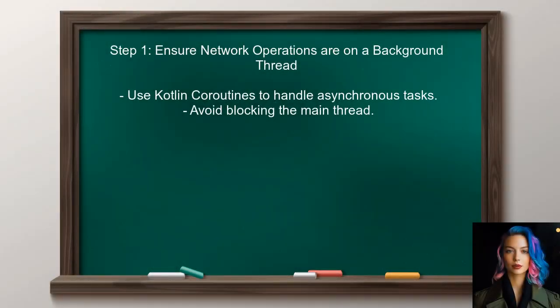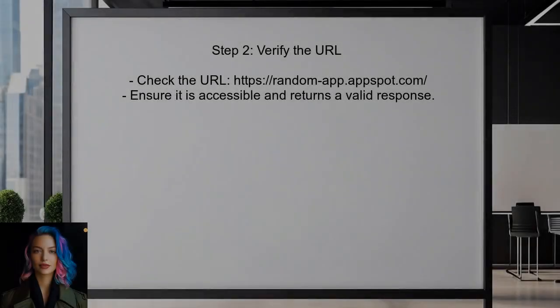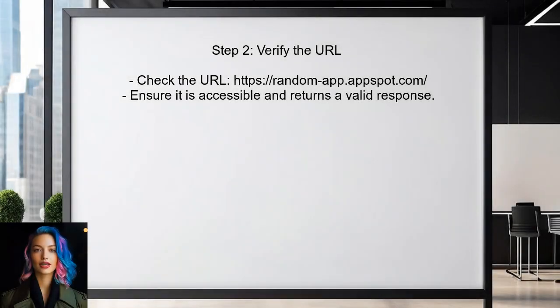To begin resolving the user's issue, we need to ensure that the network operations are performed on a background thread. This prevents the main thread from freezing while waiting for a response. Next, the user should check the URL being fetched. It's important to ensure that the URL is correct and accessible. If the URL is down or incorrect, the read text function will hang.